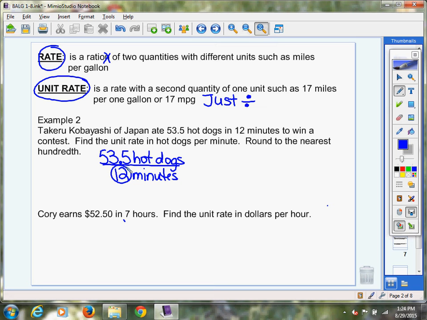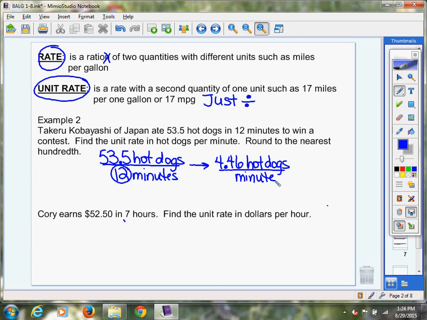And well, let's just round to the nearest hundredth. That's 2 decimal place values. So what that means is he ended up eating 4.46 hot dogs per minute. I don't know about you. If you're not grossed out by that, I don't know. I think that's pretty darn gross. But anyway, that's his unit rate. That is how fast he was eating on average every single minute.